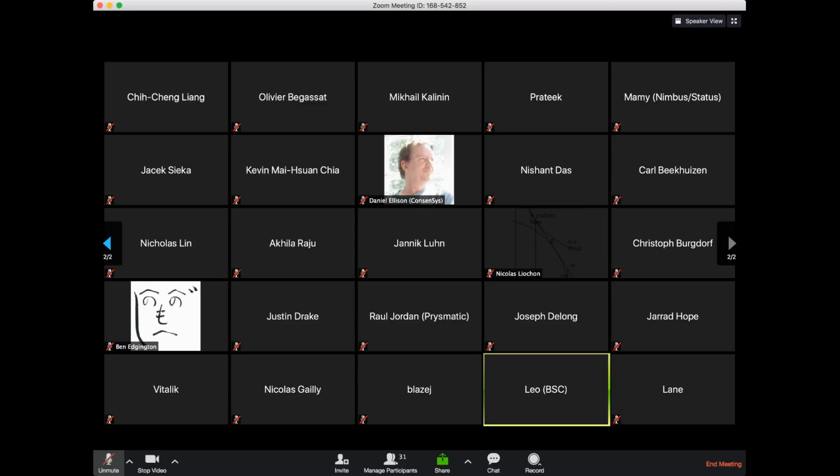So, are we thinking about starting with a smaller number of shards at the beginning, and as the number of validators increases, increasing the number of shards, or what is the plan on this?